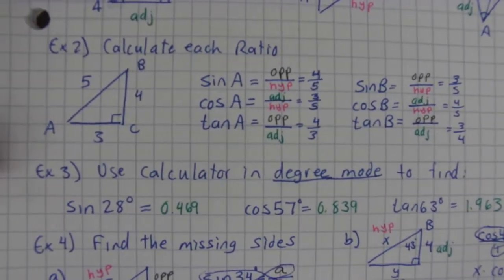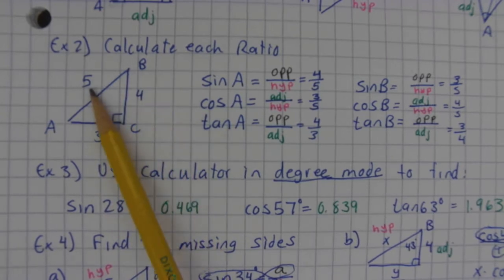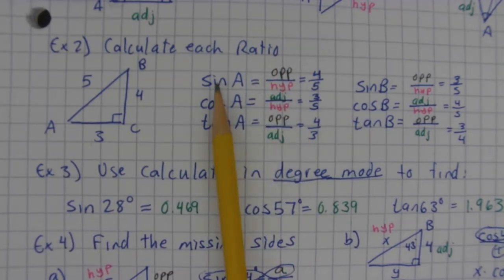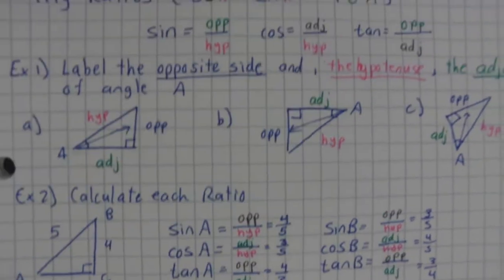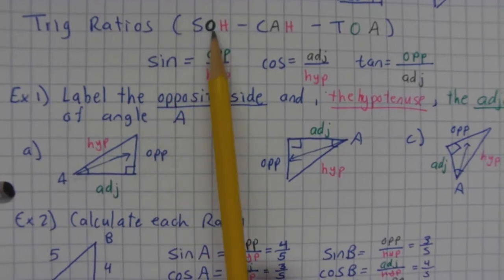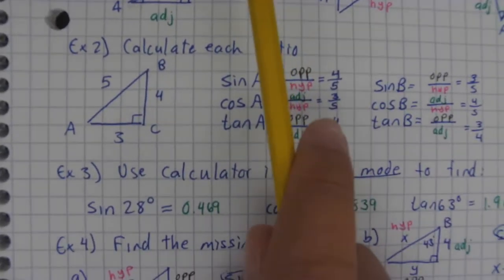Okay, so now we're going to calculate some ratios. In this example, we have a 3, 4, 5 triangle. So we have all the sides, so we can actually calculate each ratio. Remember, the acronym is SOH-CAH-TOA. Sine is opposite over hypotenuse.